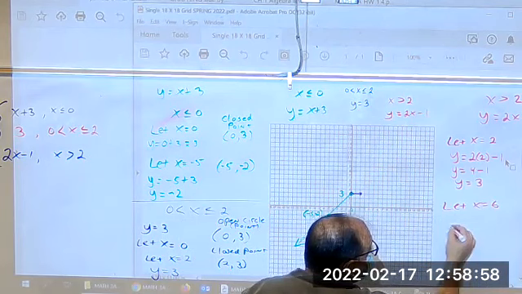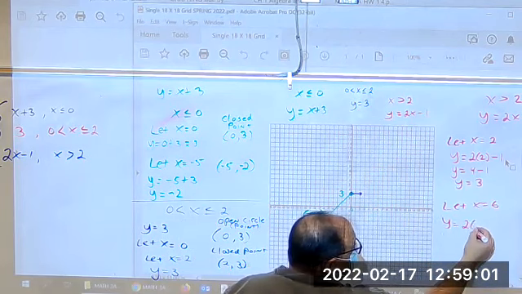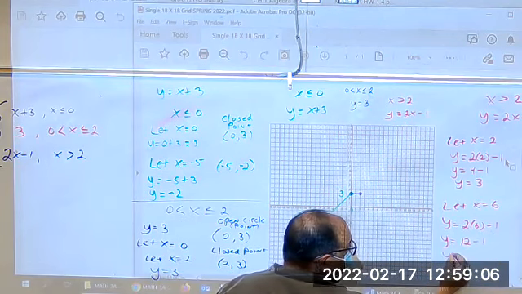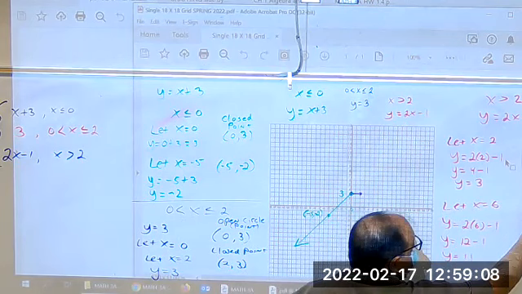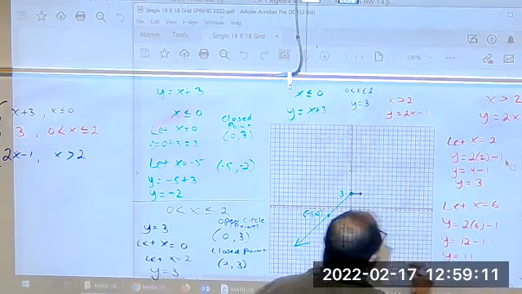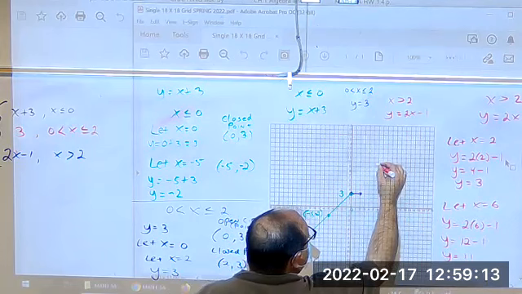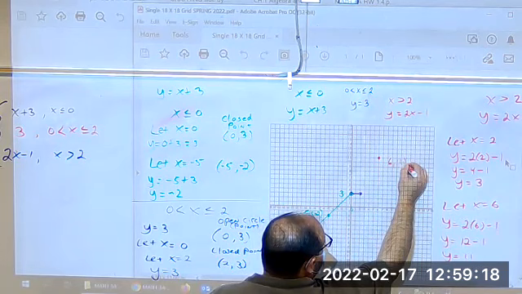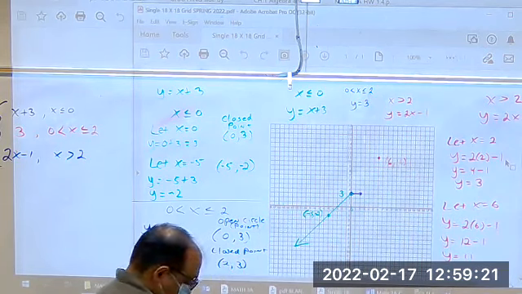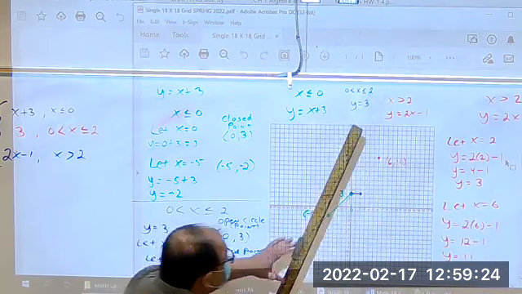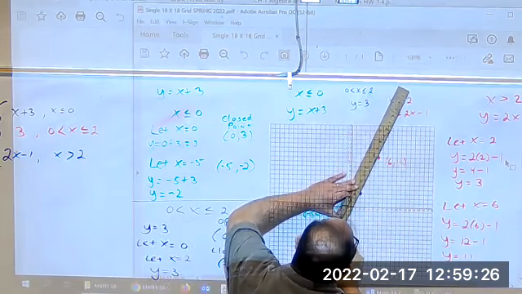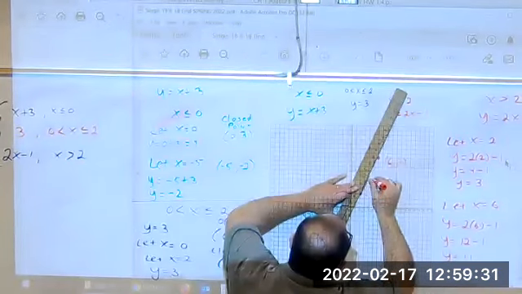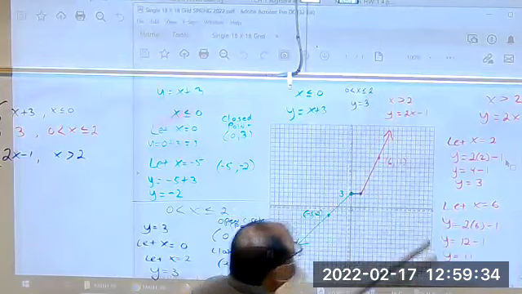But I'm just going to pick 6. Let x equals 6. I get y equals 2 times 6 minus 1. So I get y equals 12 minus 1. I get y equals 11. So when 6 goes in, we get 11. Right there, 6 comma 11. And on the right-hand side of this house, it does this. Don't forget that arrow.